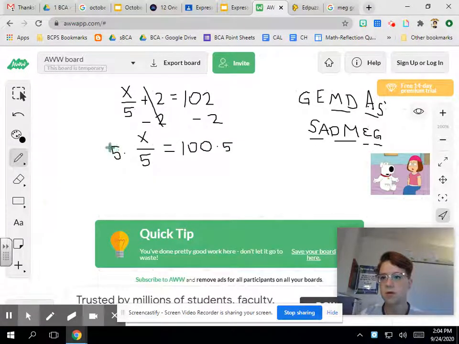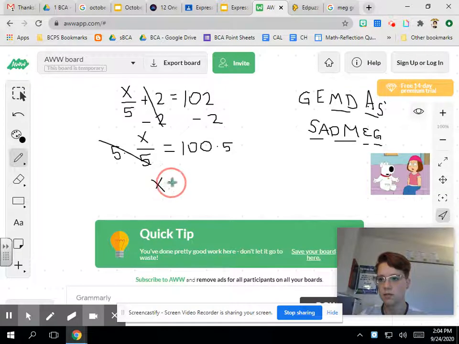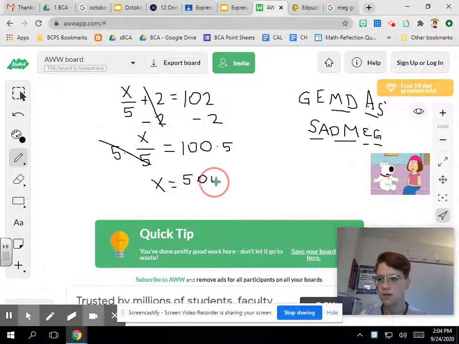When we multiply by 5 and divide by 5, that gives us 1. So x equals 100 times 5, or 500. Thank you very much, Meg.